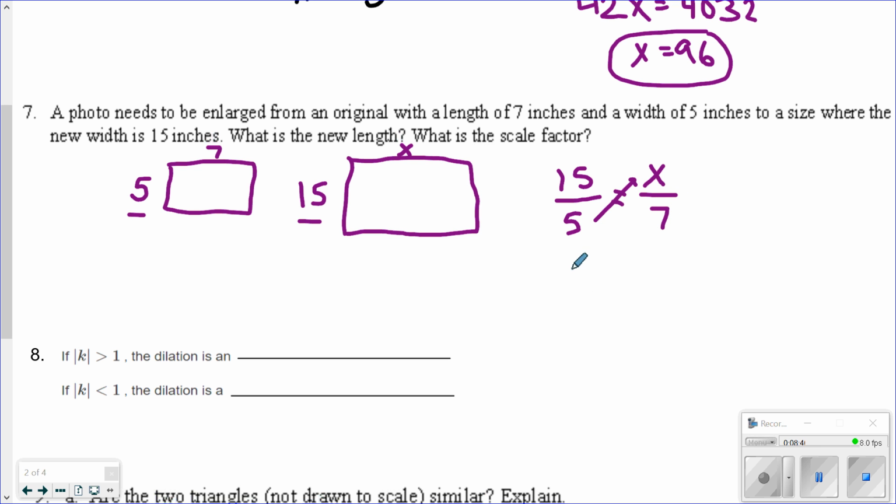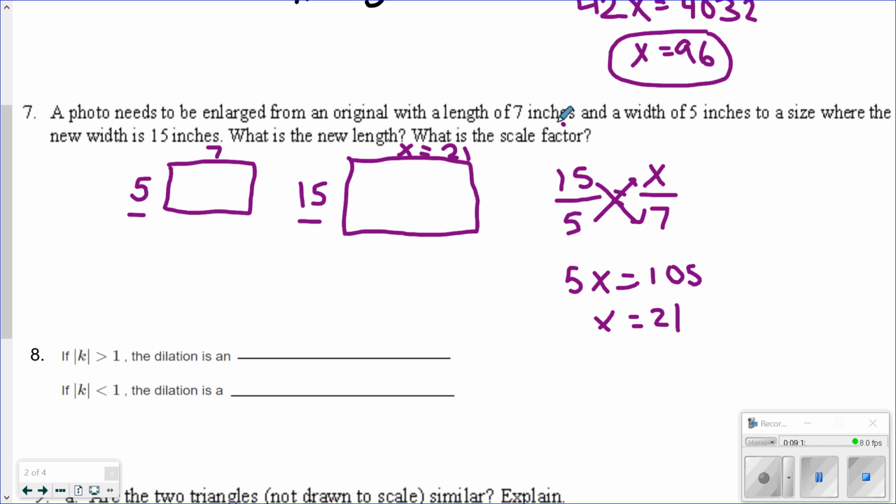So 5 times x is 5x is equal to 15 times 7, which is 105. Divide by 5 on each side, I end up getting that x is equal to 21. So this length here is then equal to 21.